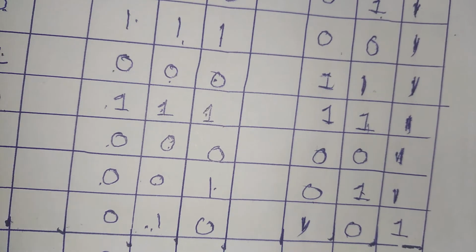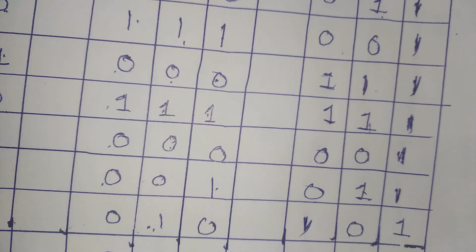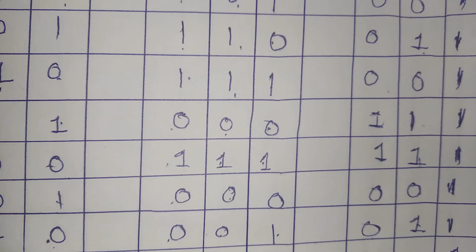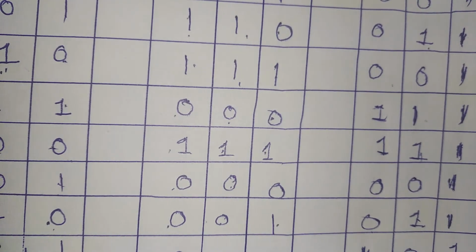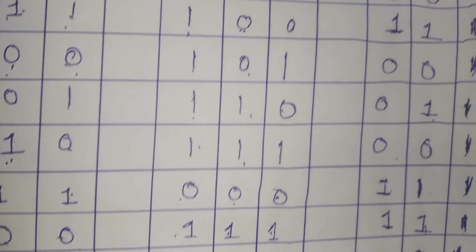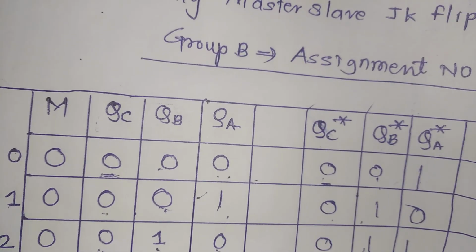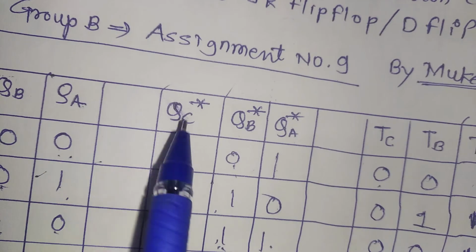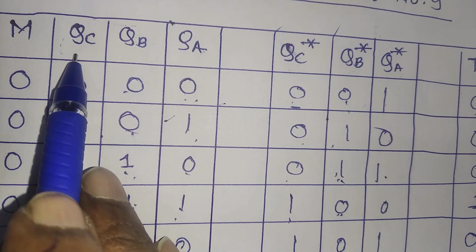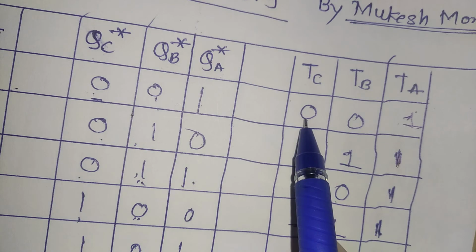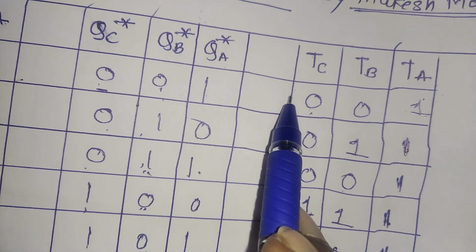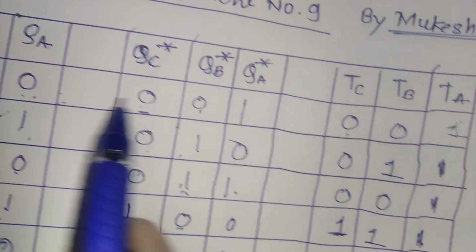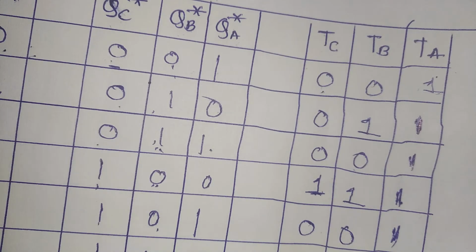So, you can see these are the inputs we have found by using the present state and next state of the flip flops. You can see the inputs M, QC, QB, QA, QC star, QB star, QA star, then TC, TB and TA. Based on QC present state and next state, we have written the value for TC. If there is a change, toggle, then write 1; if there is no change between present and next, then write 0. This is a simple way to remember the logic.